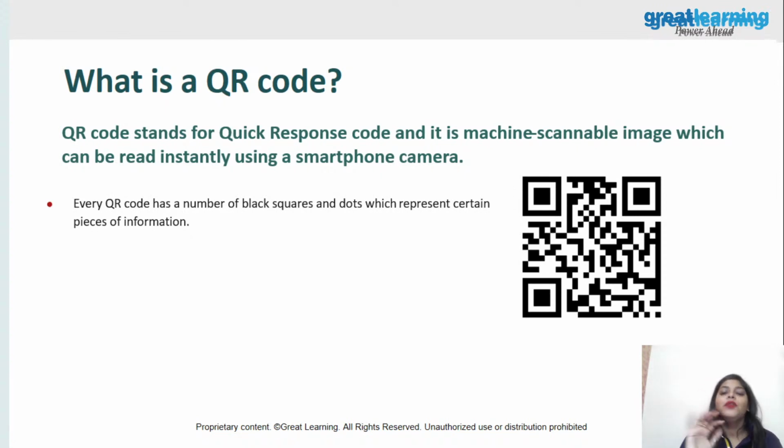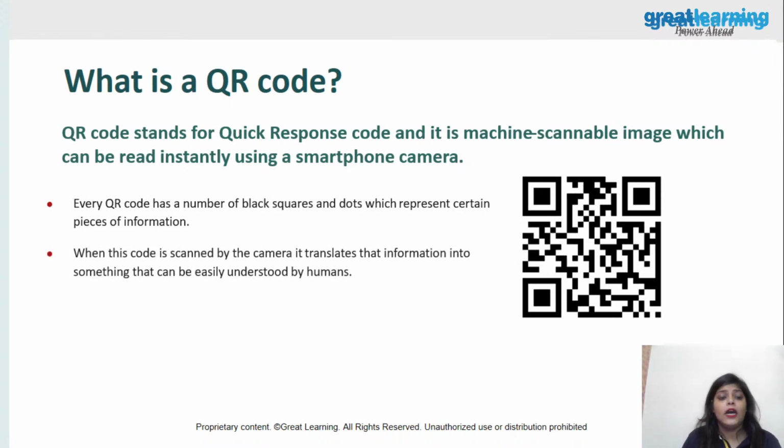Okay, so basically this QR code block has certain pieces of information, right? When this code is scanned by the camera, it translates that information into something that can be easily understood by humans. So what's happening here? A QR code makes a particular block of code where all the information is stored, and it can be read by the camera and then becomes easily understood by humans. And this is what QR code stands for, right?